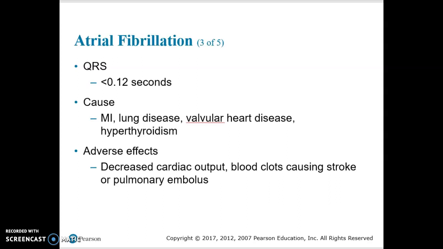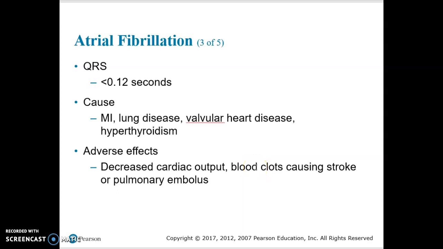There are different causes, which could be a myocardial infarction, lung disease, valvular disease, hyperthyroidism. The adverse effects here, one of the huge ones that you need to think about is blood clots, and I'm going to explain that in a second. But we can have decreased cardiac output, blood clots that can cause a stroke, and we can also have a pulmonary embolus.